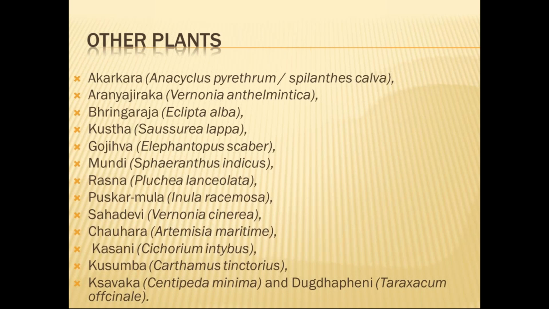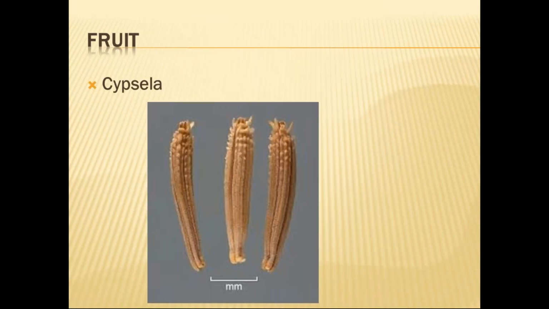Then Cassini, that is Syncorium invitus. Then Kusumba, that is Catharatus pictorius. Then Cassavas, that is Septidia minima. Then Dugdapeni, Taraxacum officinale. These are some medicinal plants which are used in Ayurveda. It is present in a particular family. We just go through again and we will move to next.